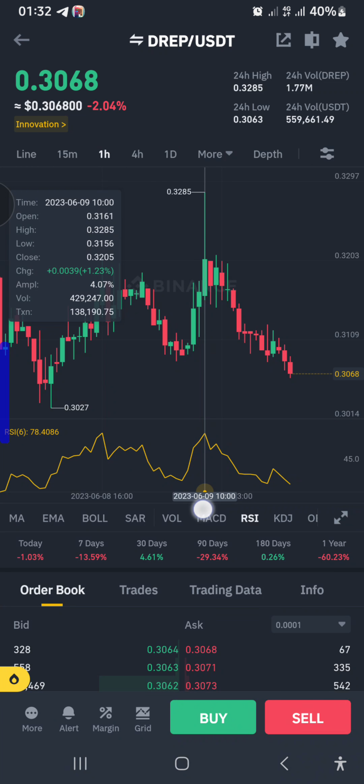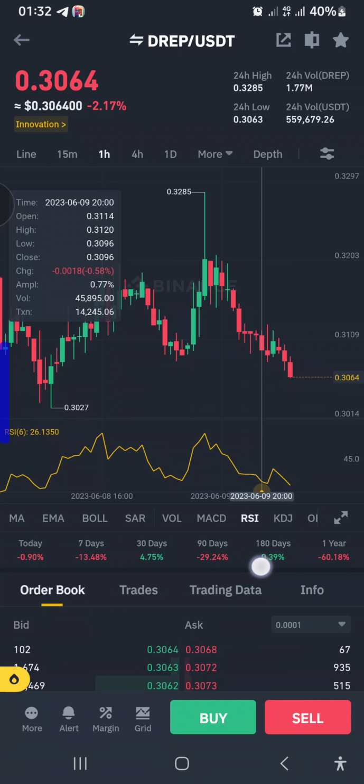See here at this particular point, the RSI is at 78. That is, the coin is overbought. See what happens next. The coin falls. Once people have overbought a coin, the next thing they'll be doing is to sell it again. So this coin is currently at 22.